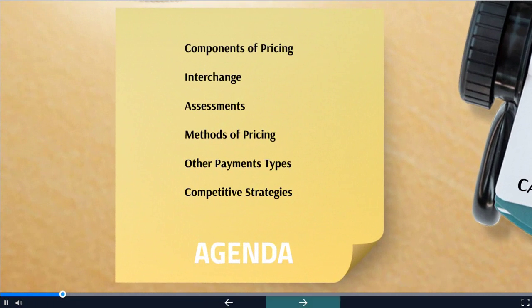My goal today is to introduce you to pricing in the merchant services industry. While it's incredibly complex, we'll start with building your pricing foundation today. This course will go over the basics, some methods of pricing, as well as competitive pricing strategies to give you a sales advantage in the field.